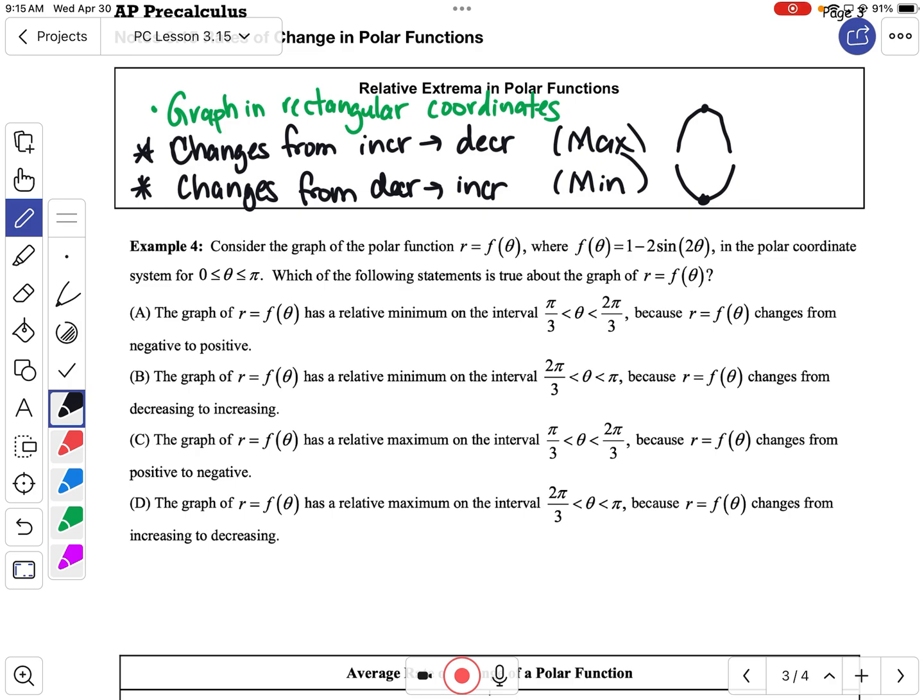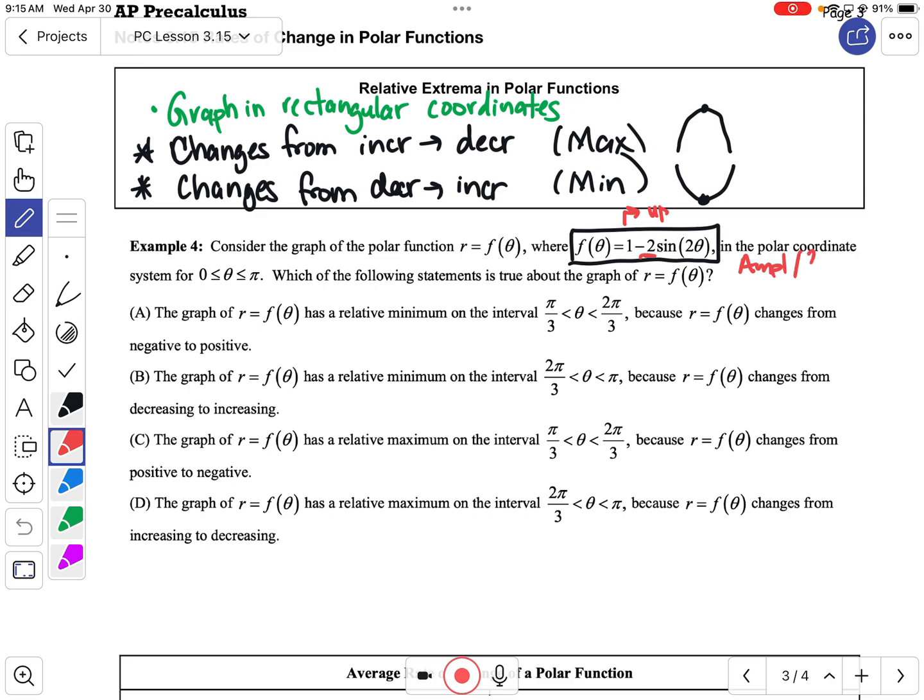Now, what makes these challenging is graphing them correctly on the rectangular coordinate plane, with all of our transformations and stuff that could be there. So let's take a look at the graph we want to do: 1 minus 2 sine 2 theta. Let's think about what all those transformations are going to mean. What's the 1 going to do? It's going to change that midline. It's going to move it up 1. What's the negative 2 going to change?